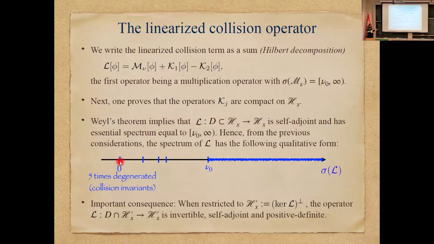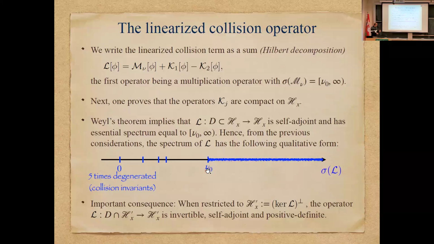And then you have the following spectrum. You have 0, which is five times degenerate. That comes from the collision invariance that you have, the 1, p mu. And then you might get some discrete eigenvalues here in the gap between 0 and nu0. But there will be a spectral gap here. And then you have the continuous part.